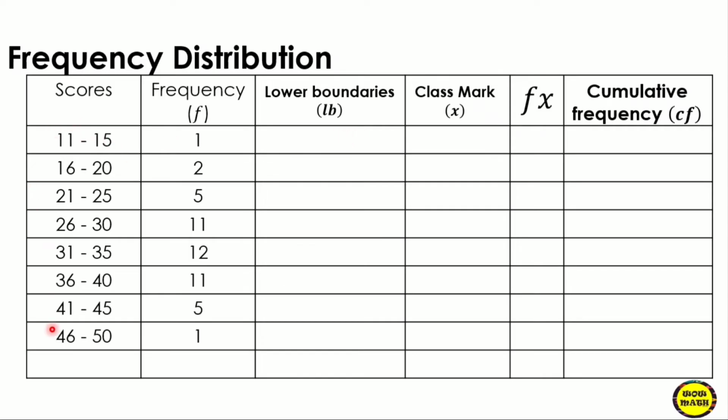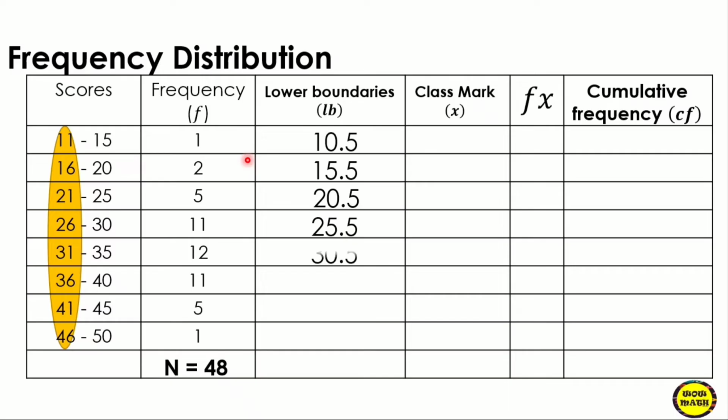Okay, dito sa lower limit natin. Okay? So, yung n natin dito is 48. So, again, yung lower boundaries ay kinukuha sa lower limit. Ito yung upper limit natin. Pag kinukuha yung lower boundaries, binabawasan lang natin ng 0.5. So, let's say, for example, ito 11, bawasan ng 0.5, it will become 10.5. Same with 16, 15.5. So, 21, 20.5. And so on.